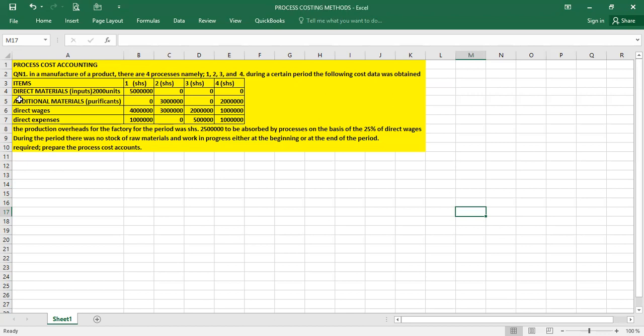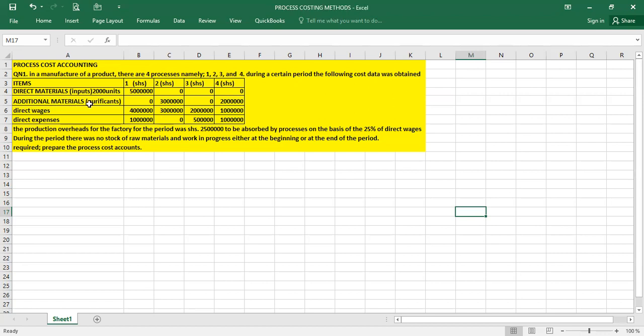We have the direct materials that we used in process 1, and they are saying they are 2,000 units valued at 5 million, and in the rest of the processes we have 0. It means that the output of process 1 becomes the input of process 2, and we continue until we reach the final stage where we are going to have our output.